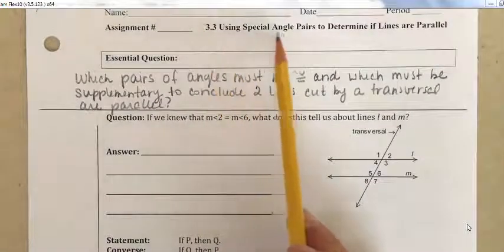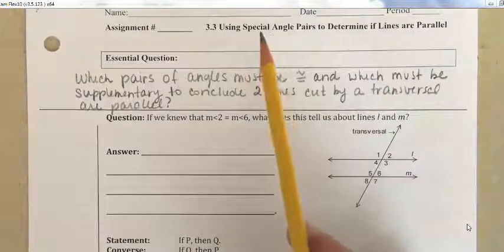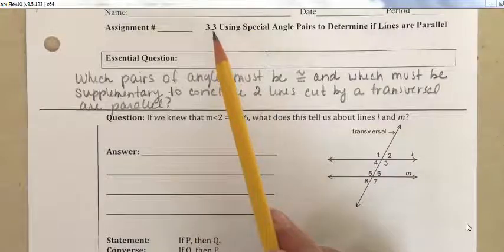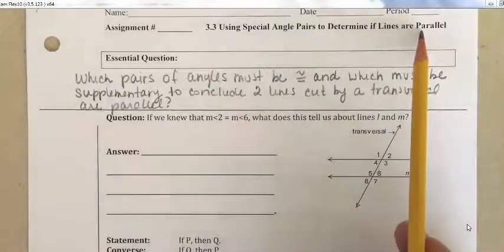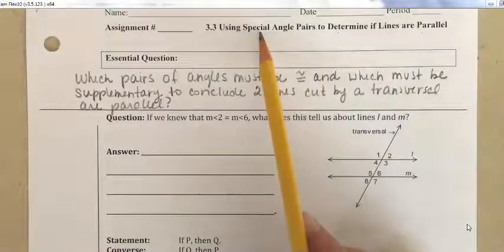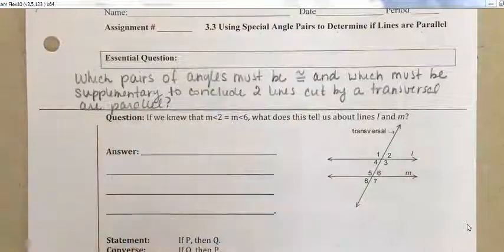3.3, using special angle pairs to determine if lines are parallel. So we're basically going to do the exact same thing we did in 3.2, only this time we're not going to know that the lines are parallel. We're going to have to determine the lines are parallel based on the special angle pairs. So we're kind of going backwards, okay? We're kind of switching up the order that we do things.